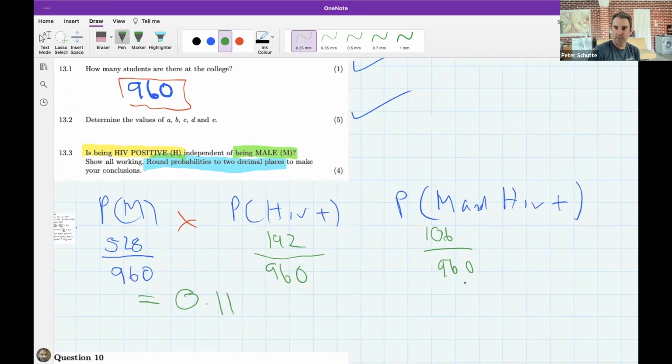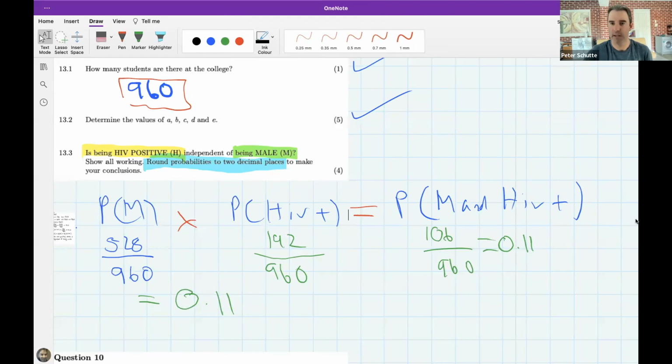And I also get, for 106 divided by 960, is 0.11 as well. So what we have found is that this times this is equal to this.